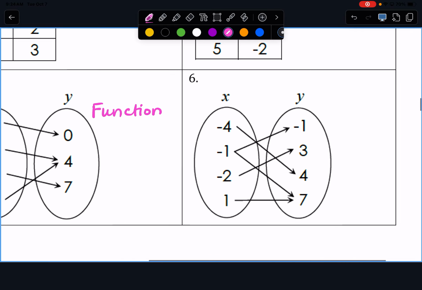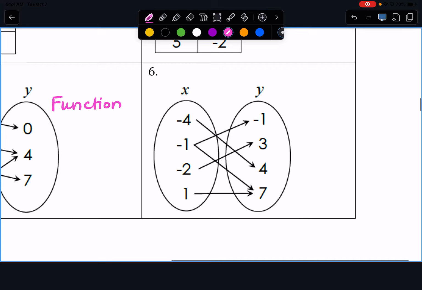Okay, for number 6, is number 6 a function? Why not? Because negative 1 has two outputs, so that doesn't work. So negative 1 has two outputs. So x is your input, y is your output. And here, we have an x that has two outputs, so that is not a function.